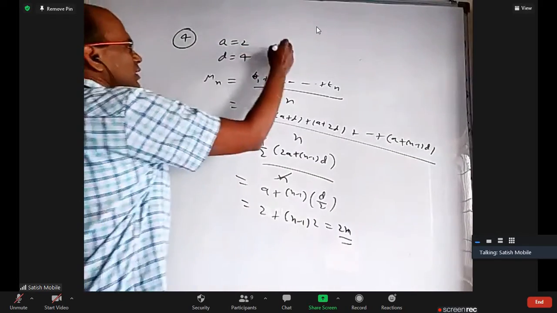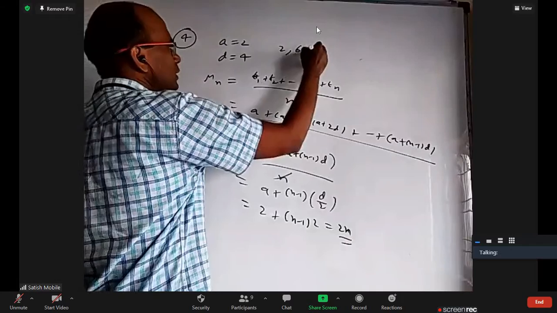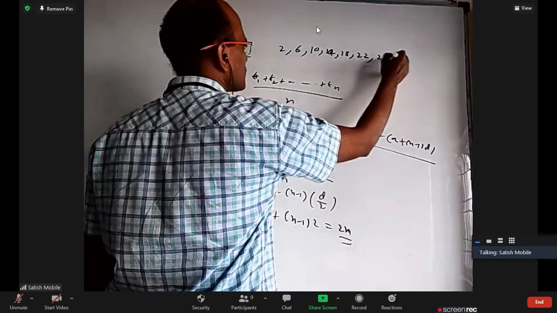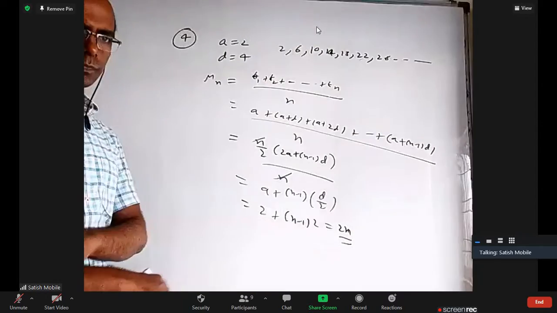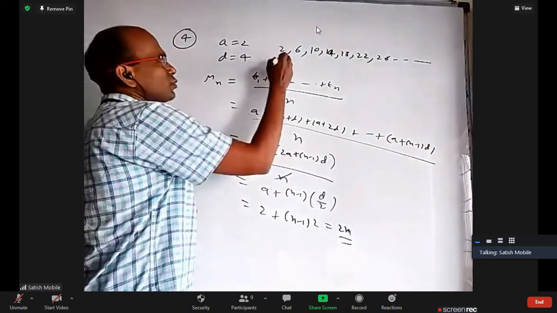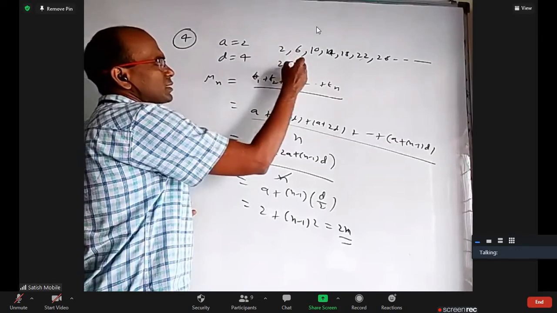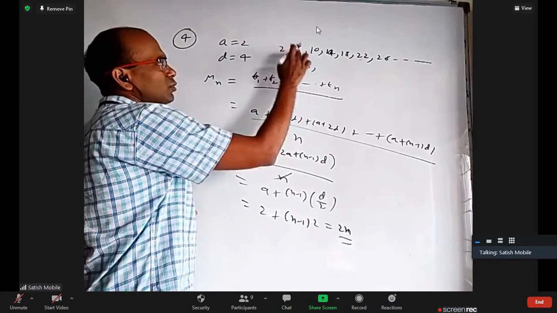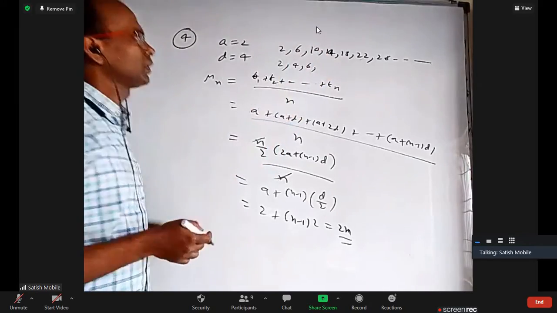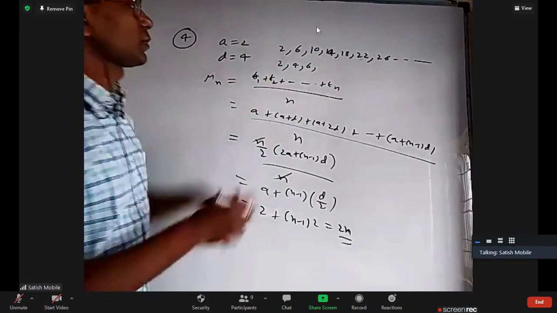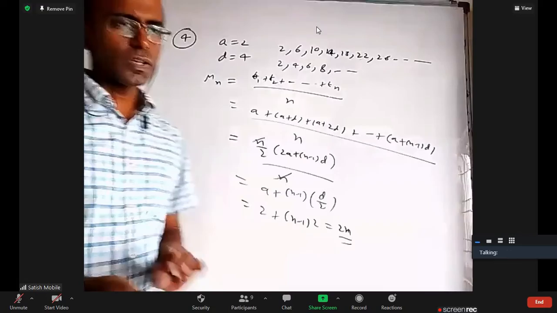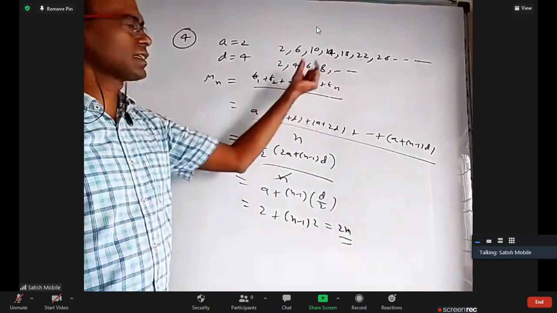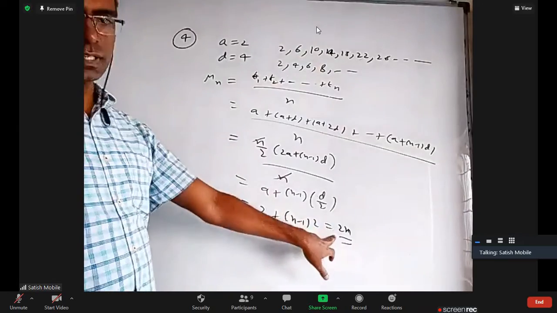Another way: what is the AP? 2, 6, 10, 14, 18, 22, 26. So we keep on adding 4. What is the average of 2? Only 2. What is the average of 2 and 6? 4. What is the average of 2, 6, 10? 18 by 3, that is 6. Average of 2, 6, 10, 14: you have to add all of them, that is 32, by 4 is 8. So if you take the average of 1 term, 2 terms, 3 terms, 4 terms, you can easily see 2, 4, 6, 8 coming, which is 2n.